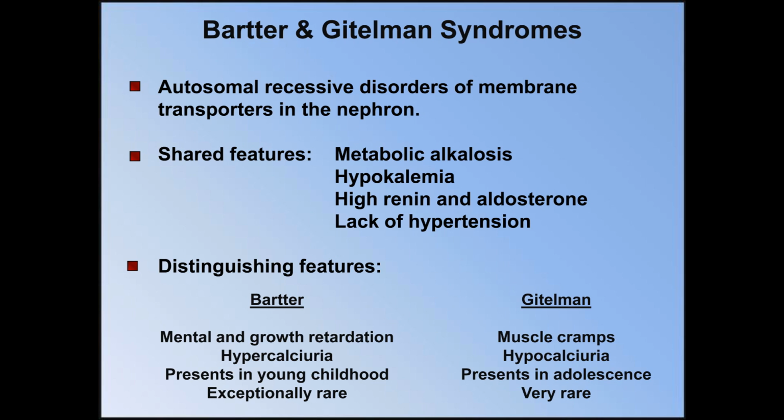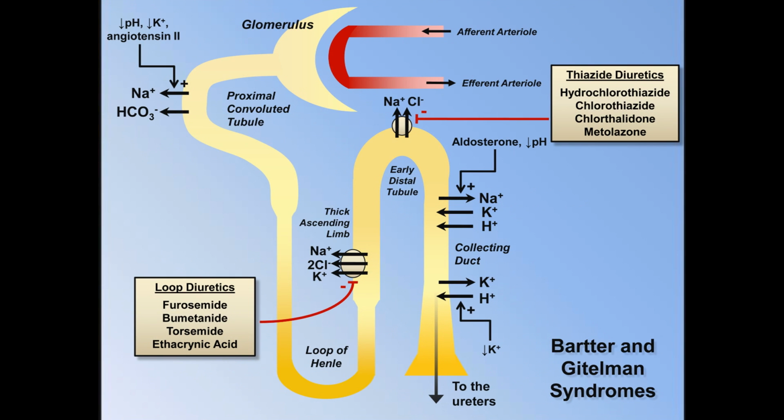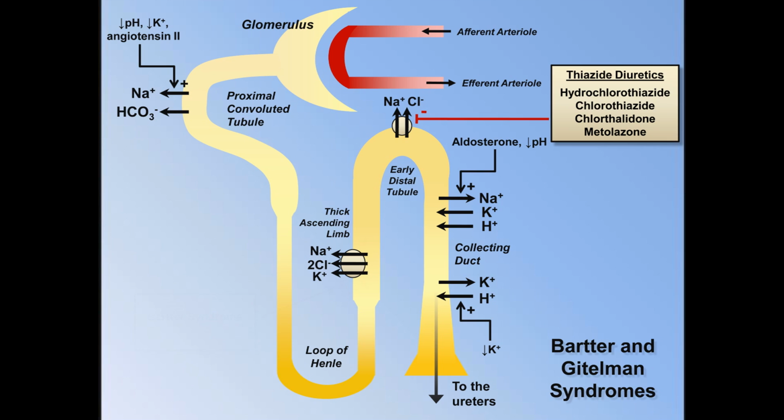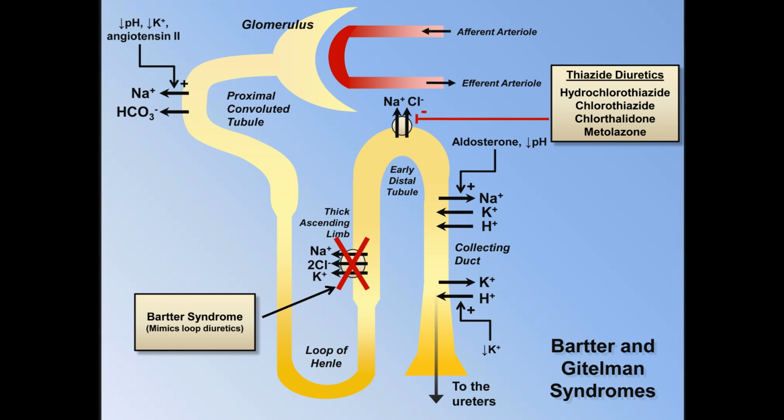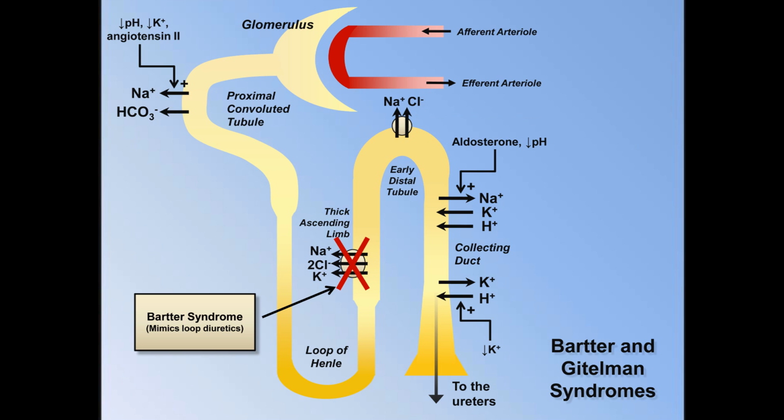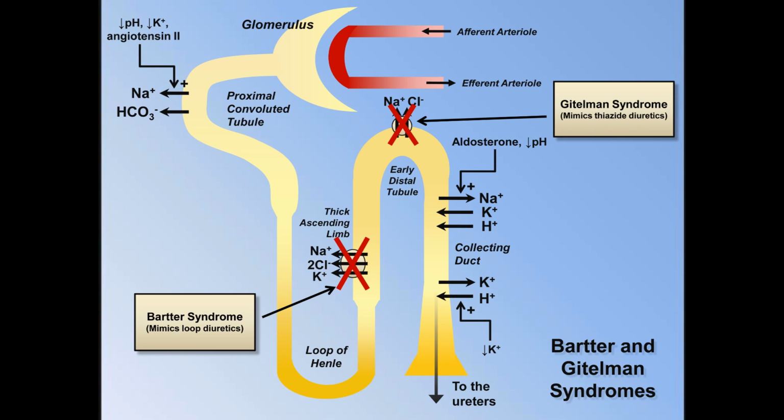To understand exactly how these syndromes work, here is a picture of the nephron again, with our tubular transport proteins drawn in. You will recall that the target of loop diuretics is a sodium-potassium chloride transporter in the thick ascending limb. In Bartter syndrome, this is the affected protein. Therefore, Bartter syndrome biochemically mimics treatment with loop diuretics. The thiazide diuretics block the sodium chloride transporter in the early distal tubule, and this is where the problem is with Gitelman syndrome, which therefore mimics treatment with a thiazide.